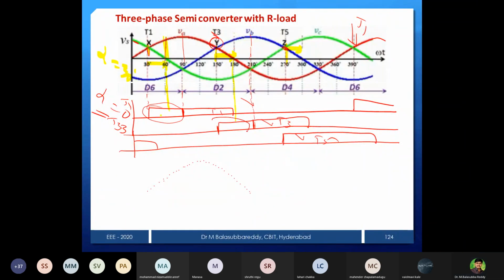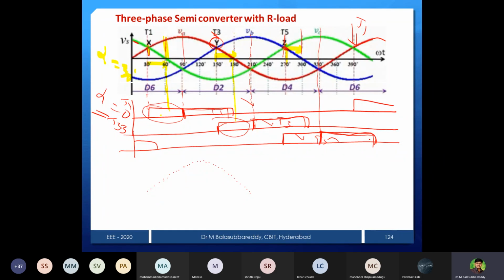You can start it here. This is the firing pulse and this is the firing pulse. And similarly for T3, 0, 30, 60. Here you have to provide the firing pulse for 60. Now our pulse is like this for alpha is equal to 60 degrees.